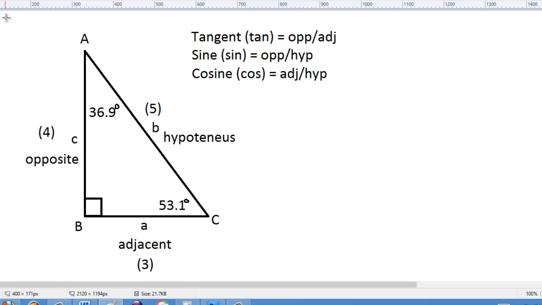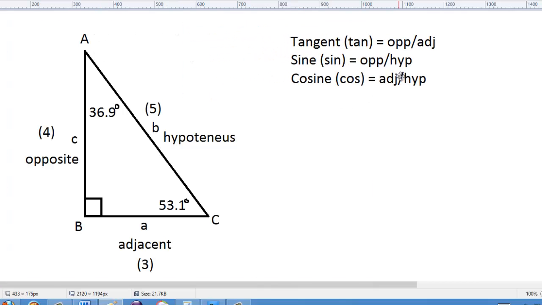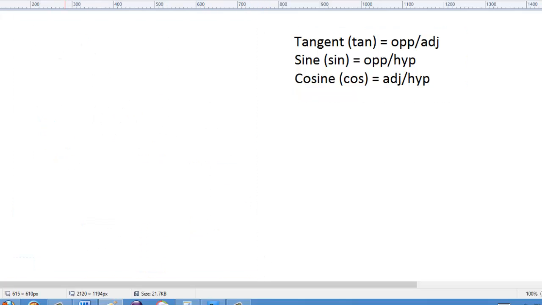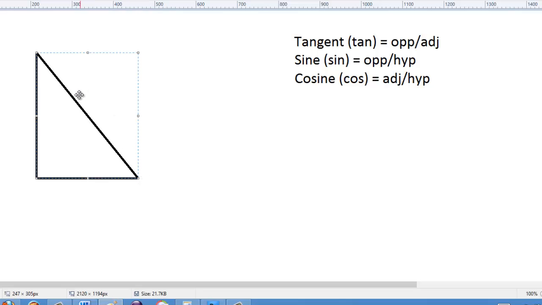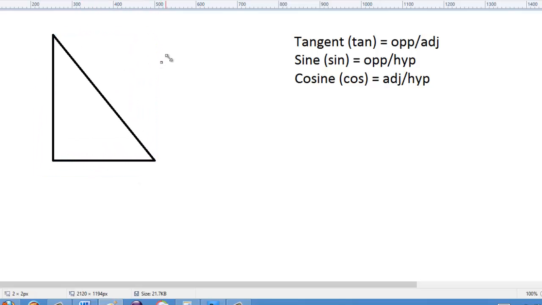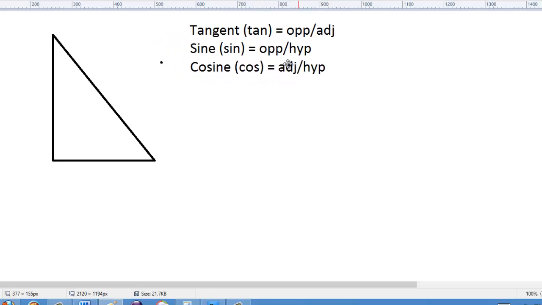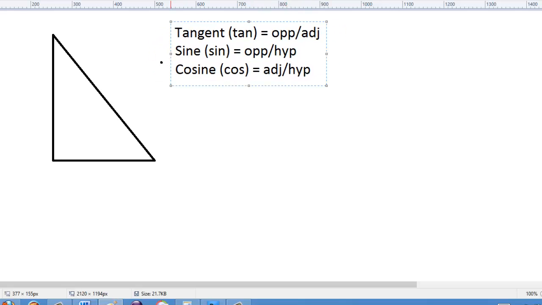So let's get rid of this here. Actually, I just want to get rid of the triangle. Let's say we're given another right triangle, one that we didn't know anything about, or very little about. If you don't know anything about the triangle, then you can't solve anything about it. But let's say we know a few things.